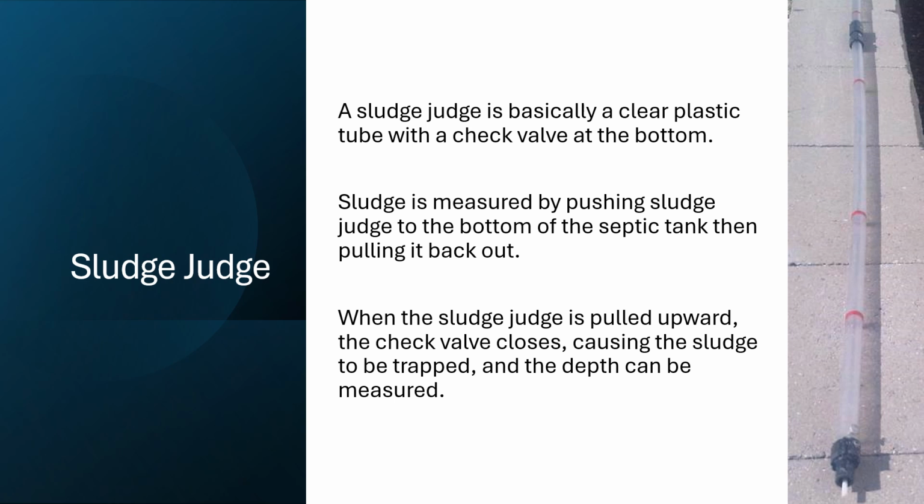Next, we'll measure the thickness of the sludge layer using a sludge judge. A sludge judge is basically a clear plastic tube that has a check valve at the bottom. You push the sludge judge down to the bottom of the pipe where it goes through the sludge layer at the bottom, and then as you pull the sludge judge up, the check valve is designed so that it closes when it's pulled upward. And then it traps the profile of the sludge layer, and then you can measure the thickness of the sludge.